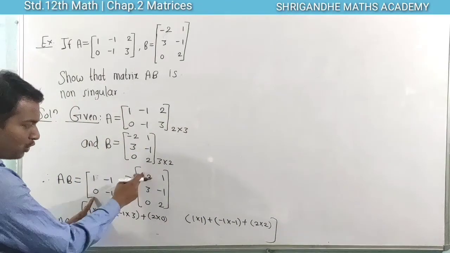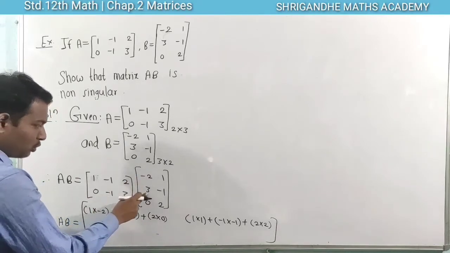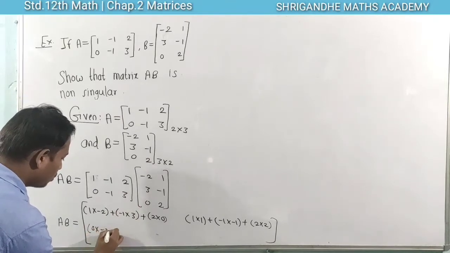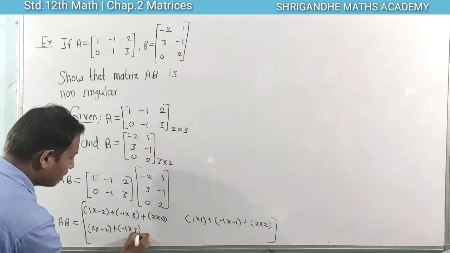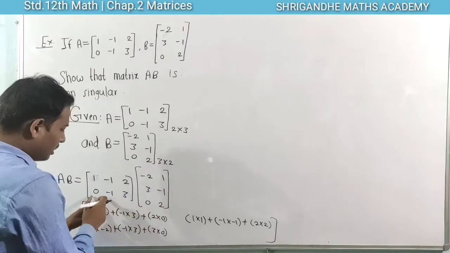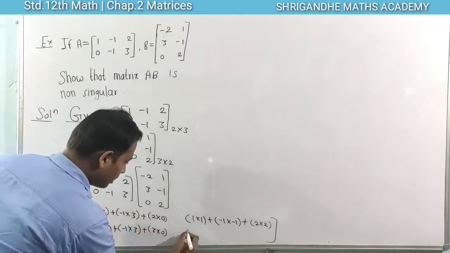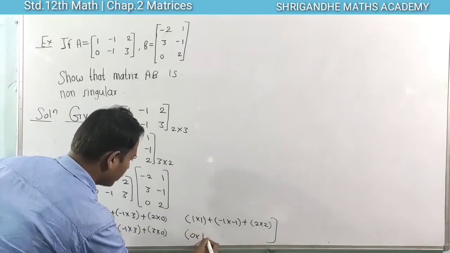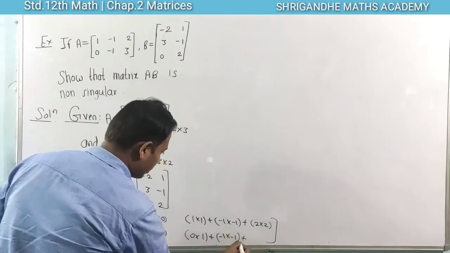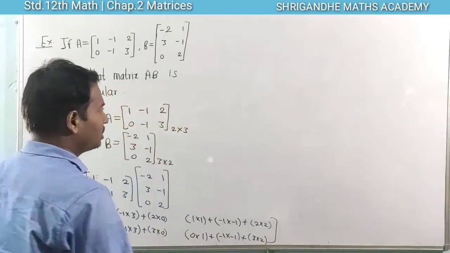Now second row into first column: 0 into minus 2 plus minus 1 into 3 plus 3 into 0. Now second row into second column: 0 into 1 plus minus 1 into minus 1 plus 3 into 2.